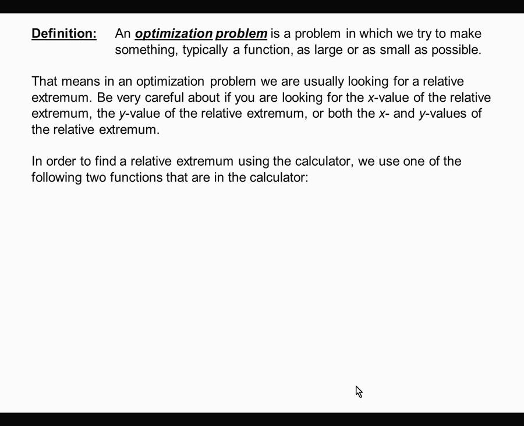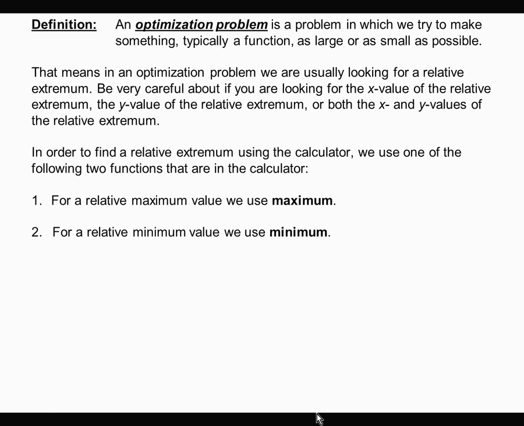Now in order to find a relative extremum using the calculator, we use one of the following two functions that are in the calculator. So we're about to be introduced to two more functions that you may never have used before in your graphing calculator. Number one, for relative maximum value we use the maximum function. It is simply labeled maximum. And number two, for relative minimum value we use the minimum function. Again, it's simply labeled minimum. We just have to figure out where are these things.